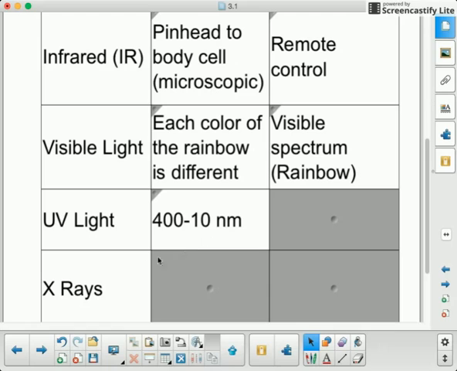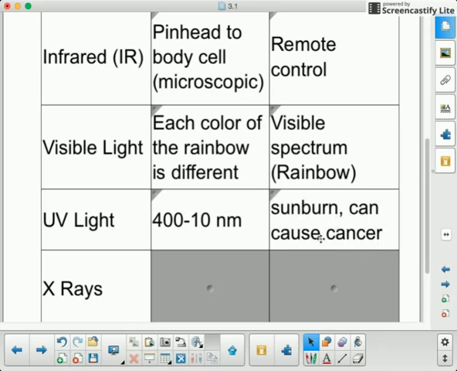Ultraviolet light has wavelengths from 400 down to 10 nanometers. So that's smaller even than things that are microscopic. And this is what causes sunburn. UV light can be broken into UVA and UVB rays.